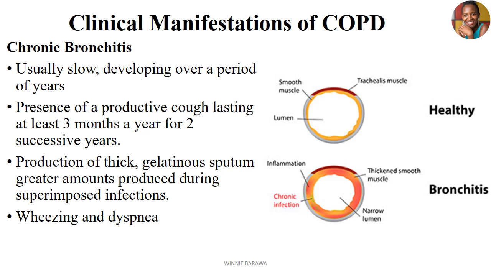First, one of the features of chronic bronchitis is that this disease is usually slow. It develops over a period of years, and the client can have a productive cough lasting at least three months in a given year for 2 successive years. This is a very prolonged period of cough, three months consecutively. That is a long period to be coughing. Alongside this cough, there's production of thick gelatinous sputum.